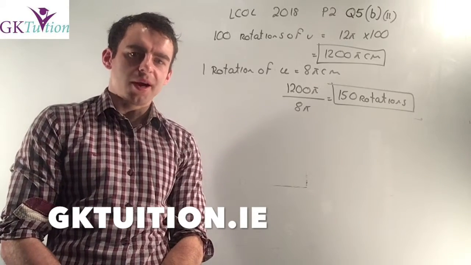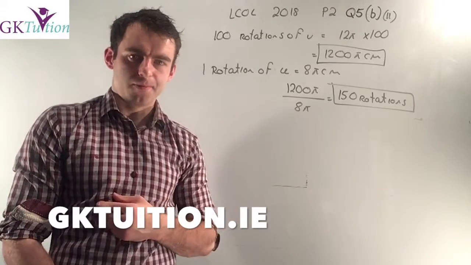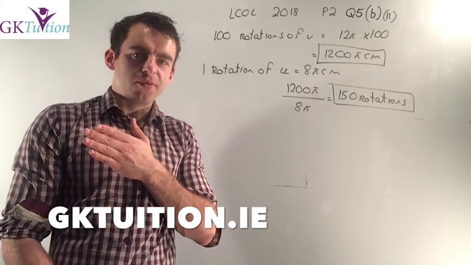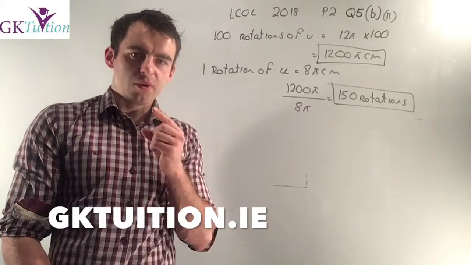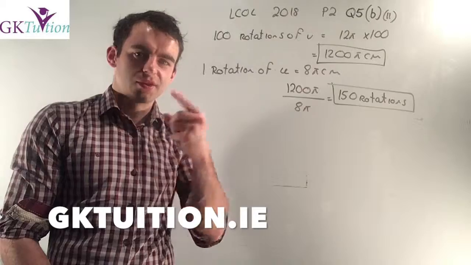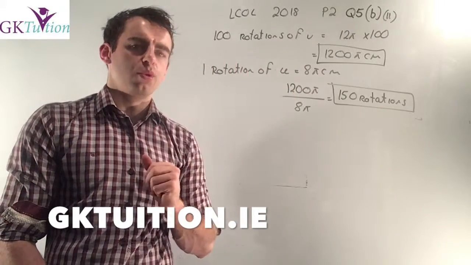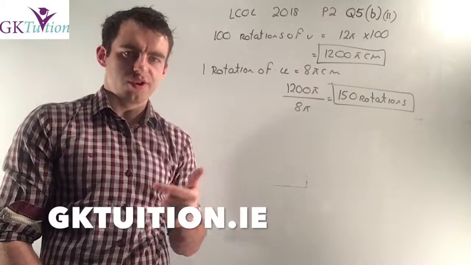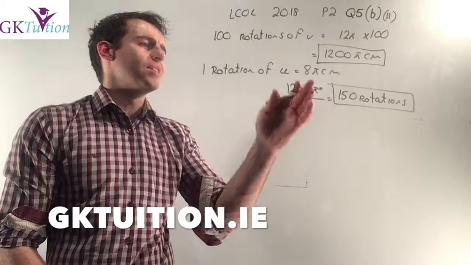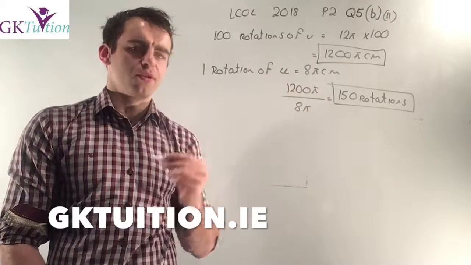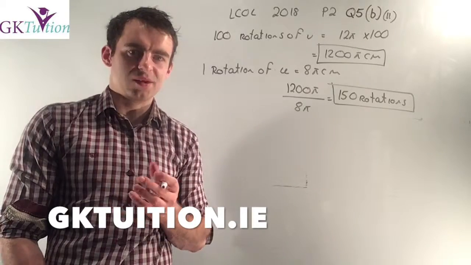Okay, so for the final part of this question, we're told that as one wheel rotates, the other one rotates as well. For every once that wheel V rotates, it travels 12 pi. For every once that wheel U rotates, it travels 8 pi. And I'm being told that wheel V is going to rotate 100 times. So 12 pi multiplied by 100, that means that the distance wheel V is traveling is 1200 pi, which obviously means that the wheel U is traveling that distance as well.